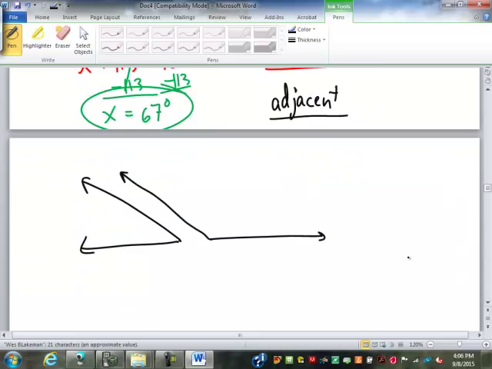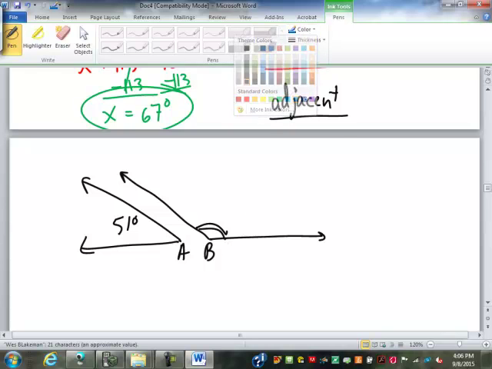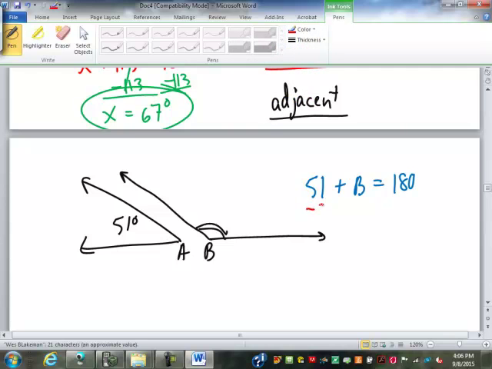I can tell you that these 2 angles, angles A and B, are supplementary. And I can tell you that this angle here is 51 degrees. To find this angle here, well, 51 plus B has to equal 180. How do I solve it? Subtract 51. B equals 129 degrees.